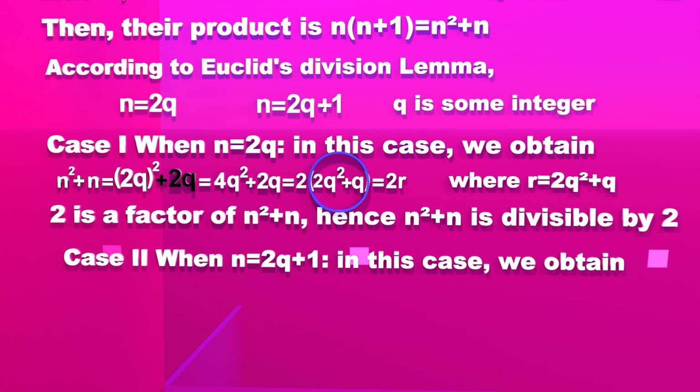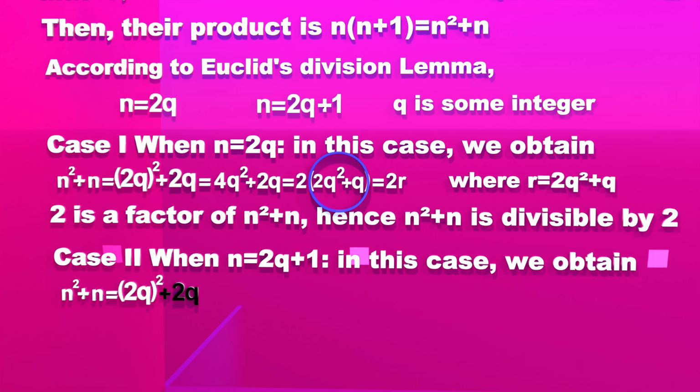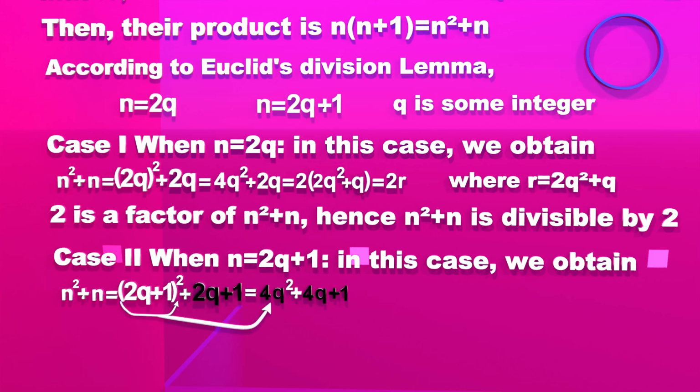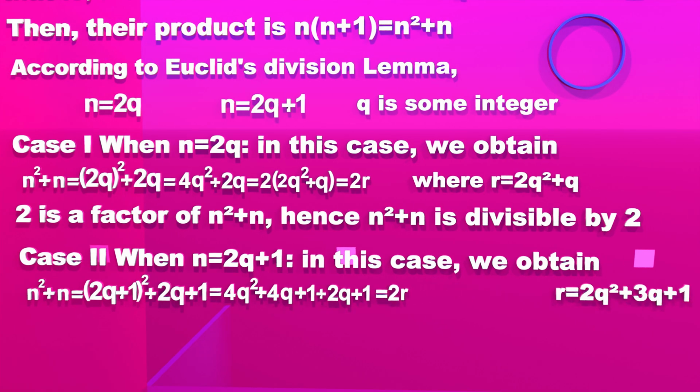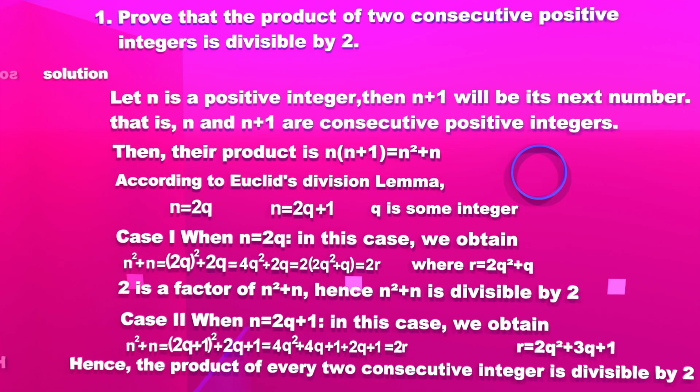Now case 2 is n is equal to 2q plus 1. We will take the copy of the first case and we will add 1 in 2q, because here we have 2q plus 1. Here 2q plus 1 whole square is 4q square plus 4q plus 1, and 2q plus 1 is unchanged. Now 4q square can be written without any change. 4q plus 2q is 6q, and 1 plus 1 is 2. From these three terms, 2 can be taken as common. We can consider this whole term as a single term r, and eventually we find that n square plus n is divisible by 2. Hence the product of two consecutive positive integers is divisible by 2.